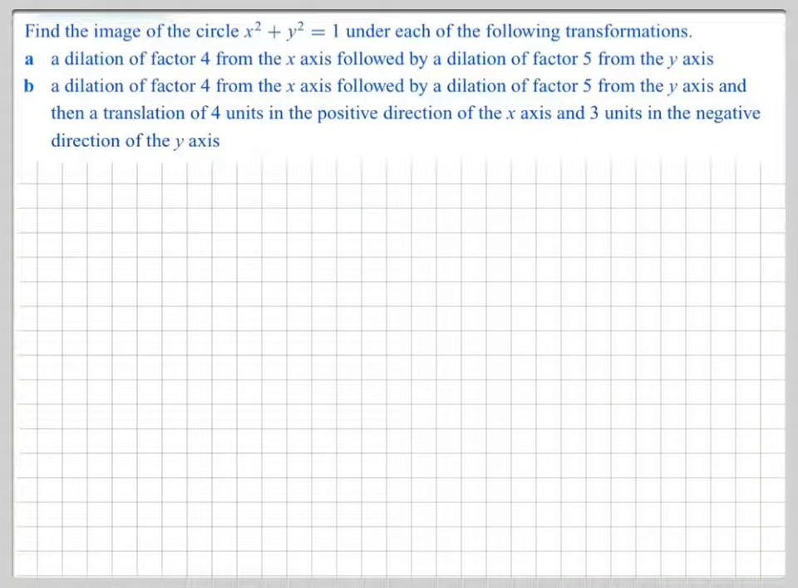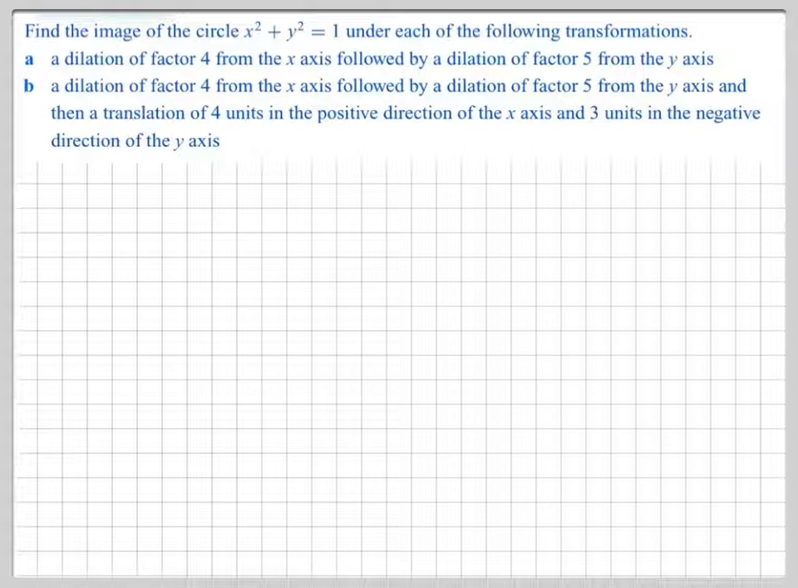Now, all right, this one here, we're doing some transformations now. This is pretty simple. We've got an equation of a circle, x squared plus y squared equals 1, so that's a unit circle, radius 1, centre origin, and we're going to transform it.